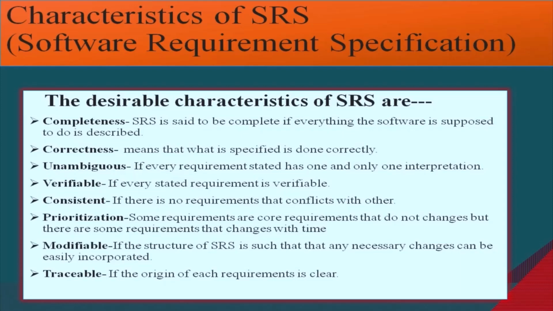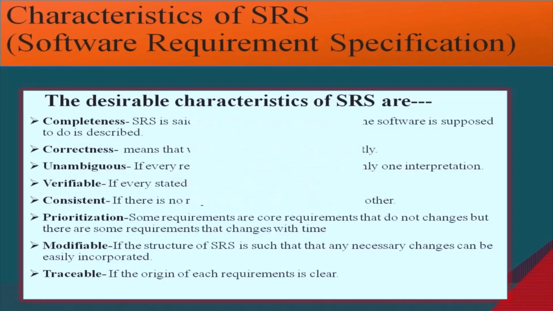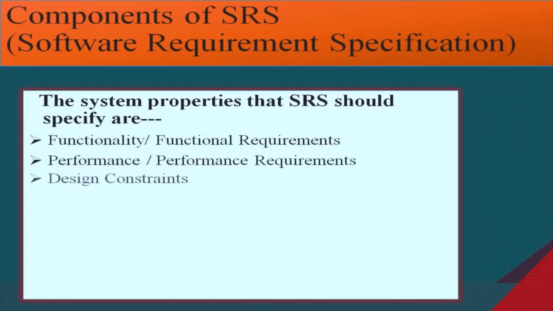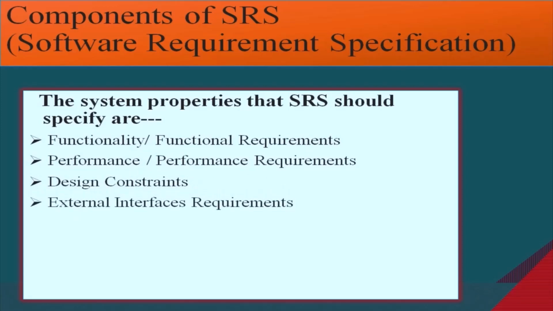Prioritization. Some requirements are critical and some are non-critical. Some requirements are core requirements that do not change, but there are some requirements that change with time. Modifiability. If the structure of SRS is such that any necessary changes can be easily incorporated. Traceability. If the origin of each requirement is clear, then it can be said to be easily traceable.